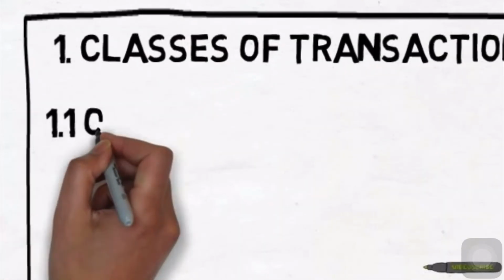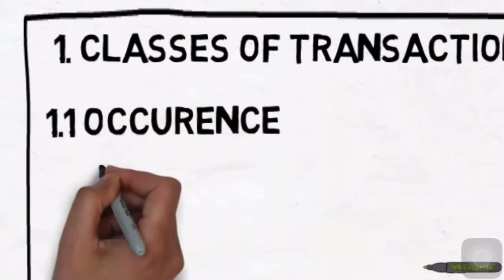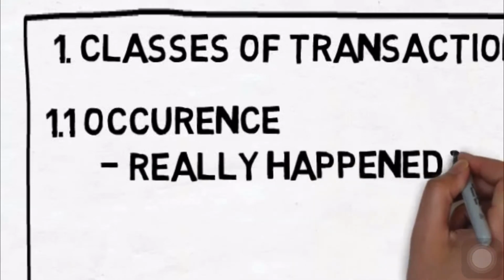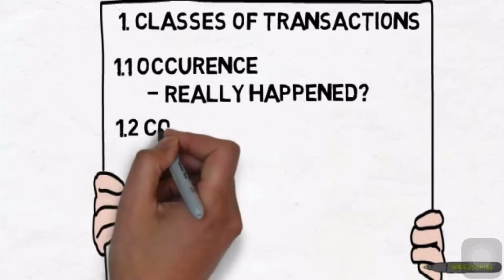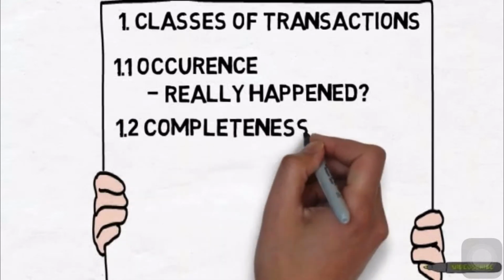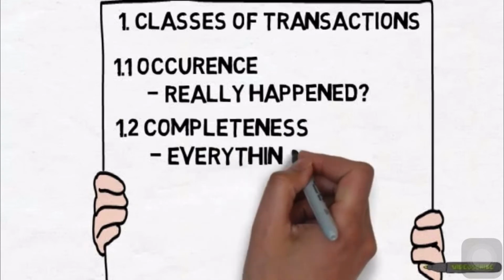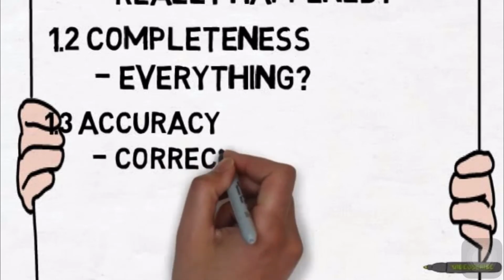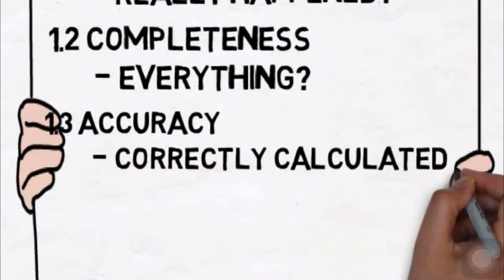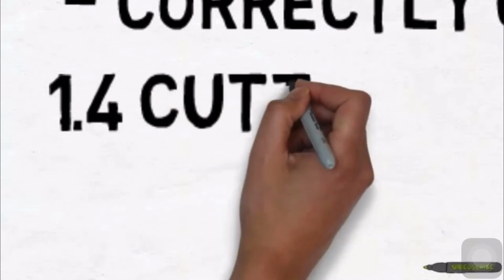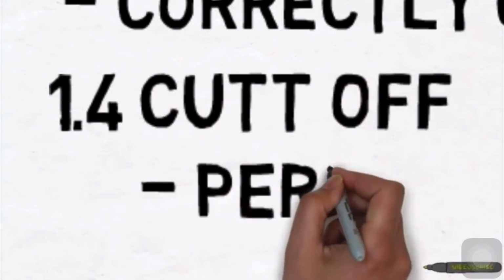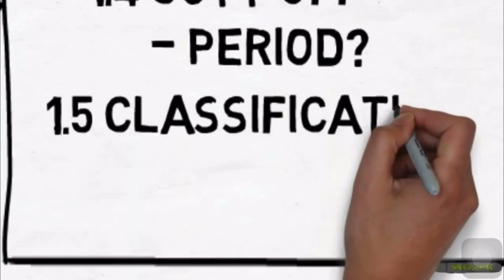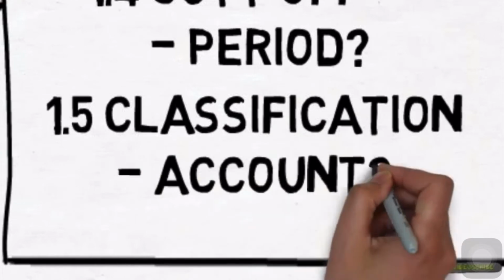First assertion, occurrence, meaning transactions and events so recorded in the financial statements actually occurred and relate to the same period. Completeness, all such transactions and events that require recording have been recorded. Accuracy, transactions and ancillary information have been recorded with accurate amounts. Cut-off, only those transactions and events that pertain to the accounting period under consideration have been recorded. Classification, transactions and events have been recorded in the related accounts properly.